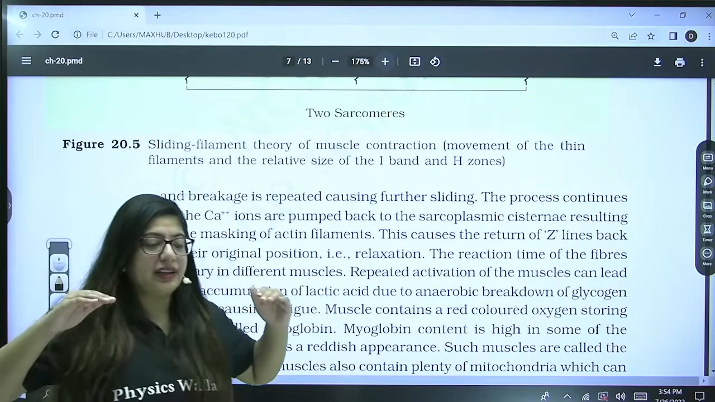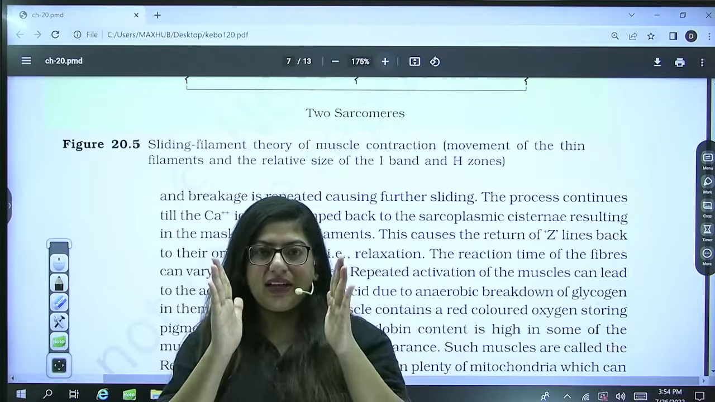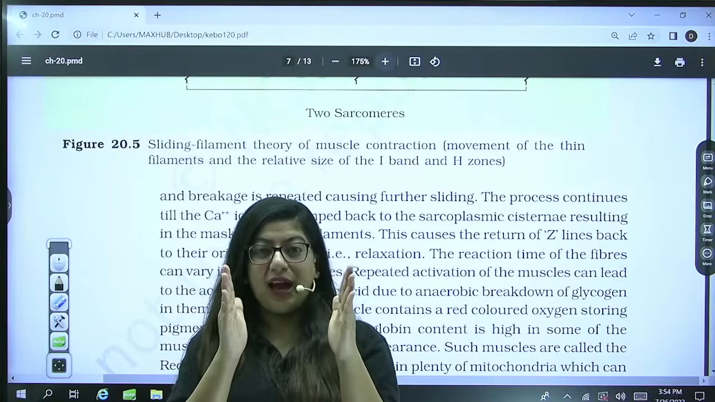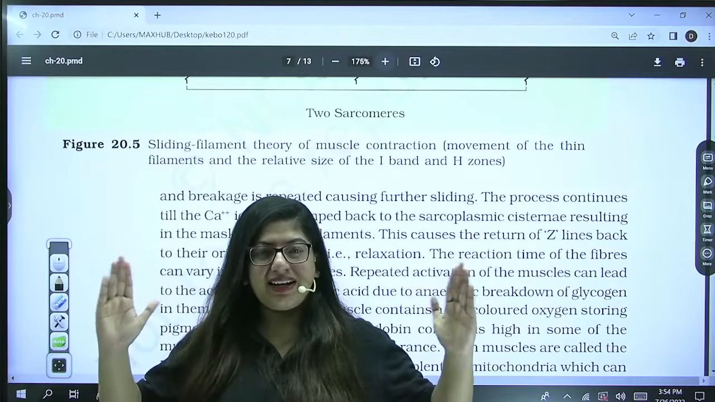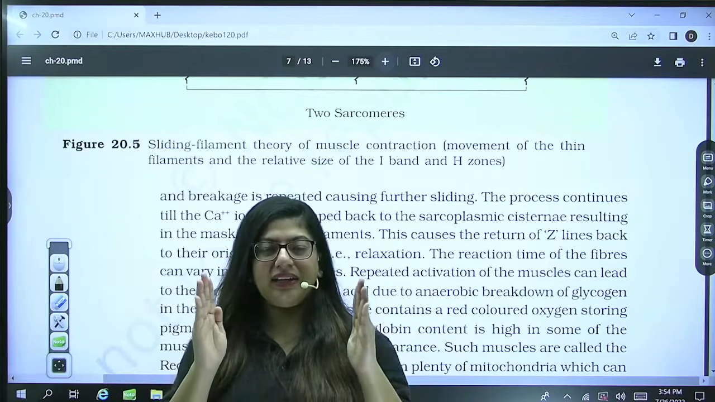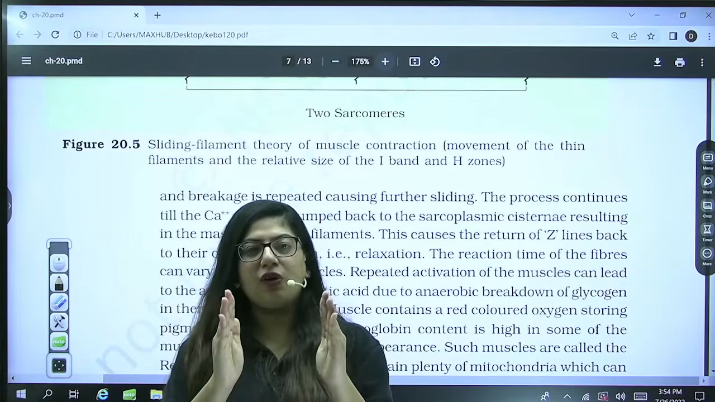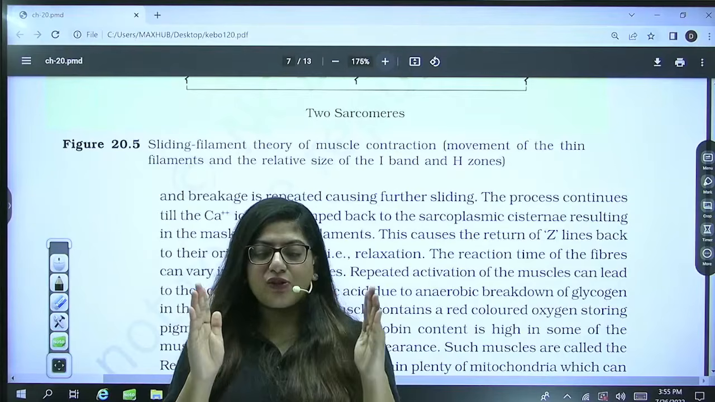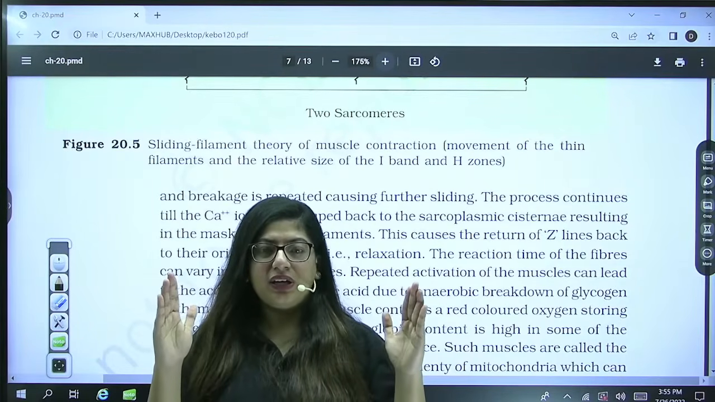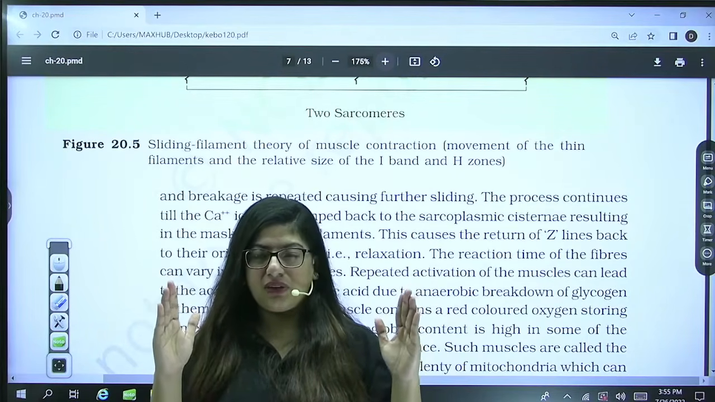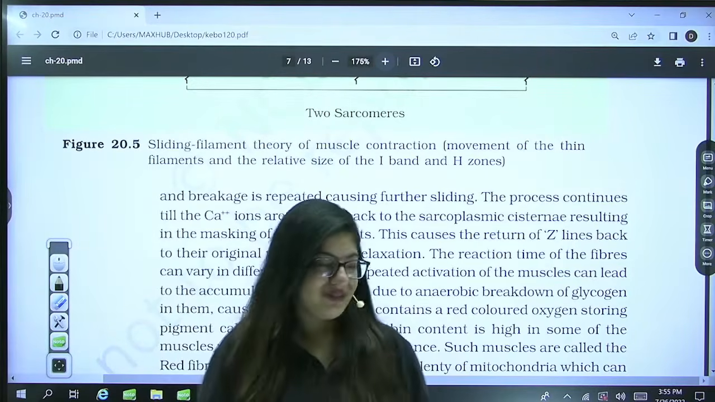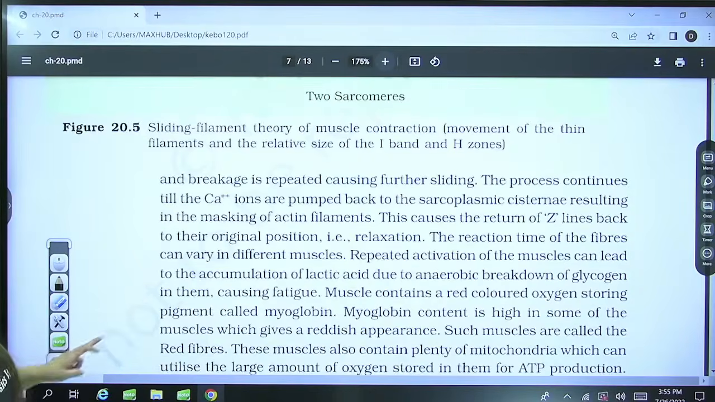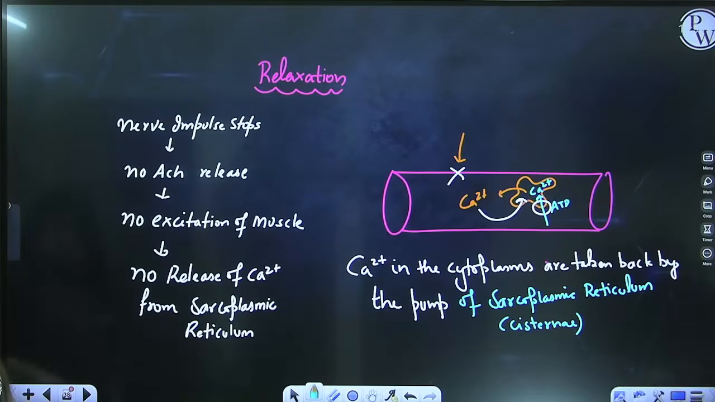So when the Z lines are moving towards inside, leading to shortening of the sarcomere, what will you call it as? I'm asking you a question. Contraction. If the Z lines are moving back to the original position, leading to the original size of the sarcomere, what is it known as? Relaxation. Okay. All right.